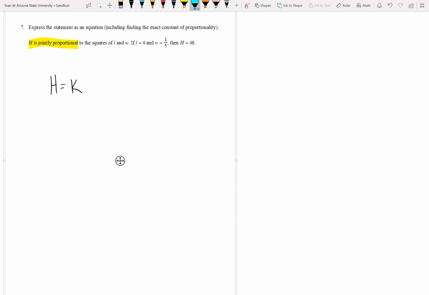So what are my players? Squares of L and W. So you have to know it says squares. That means an exponent of 2. So here's the square of L, and here's the square of W.